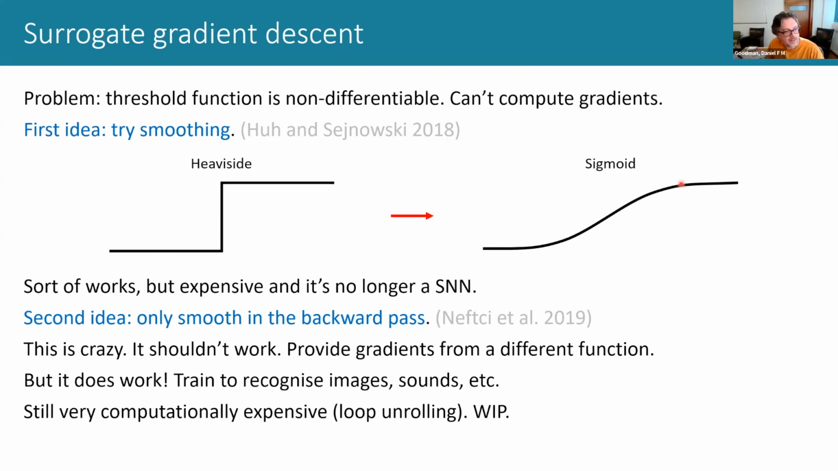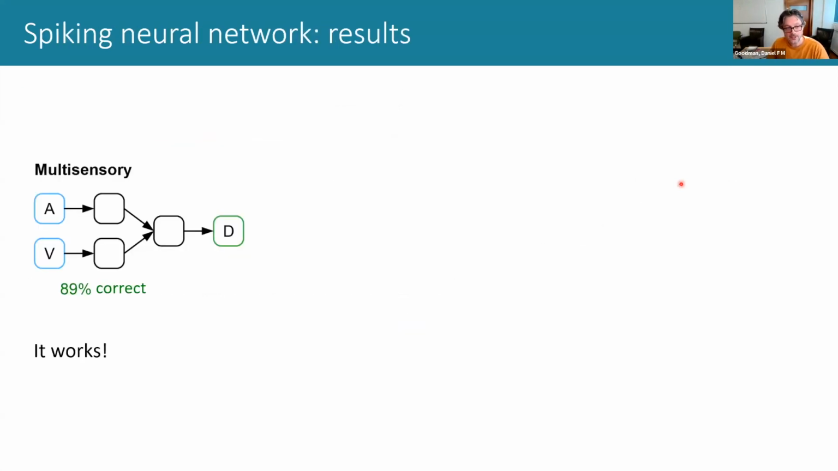Okay, all right, so interlude over. That's what surrogate gradient descent is. Let's have a quick look at the results. Okay, it works. Again, this is probably not surprising given that I'm talking about it. When we train on that task with this network where everything is a spiking neural network, it gets about 90% correct.